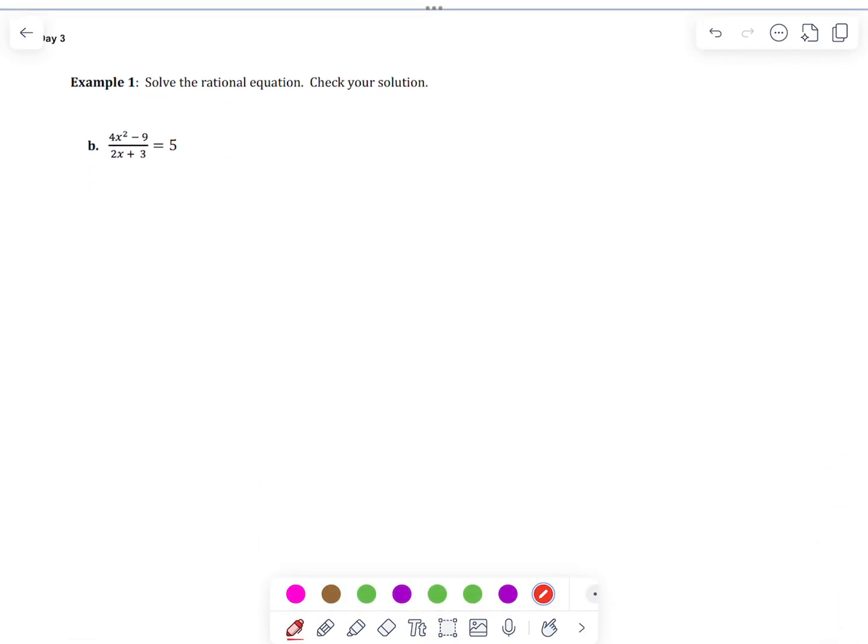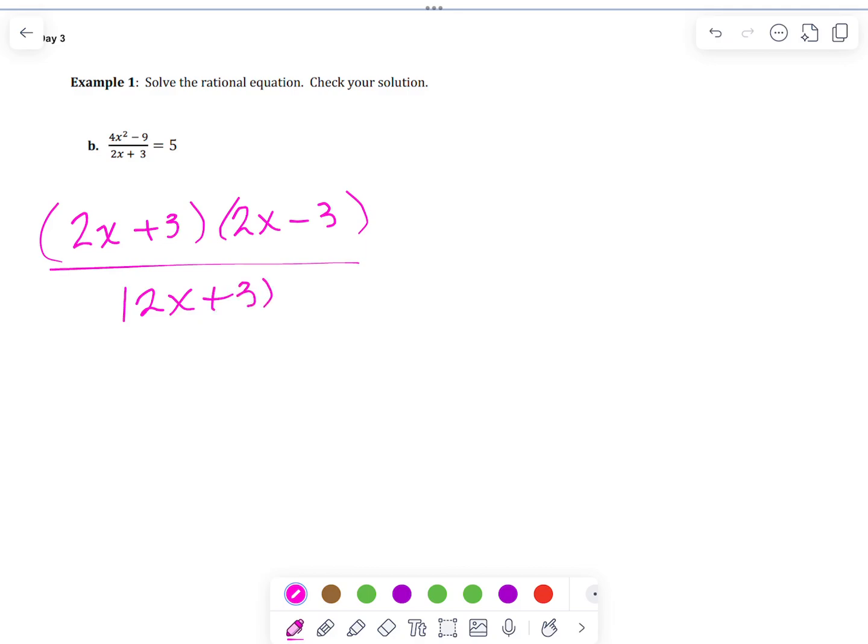Next one, we first factor the numerator as the difference of two squares. So we have 2x plus 3 and 2x minus 3. In the denominator, we have the same, 2x plus 3. And now we look for any common factors, which are 2x plus 3.